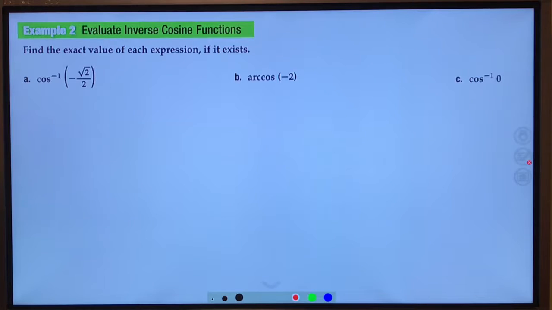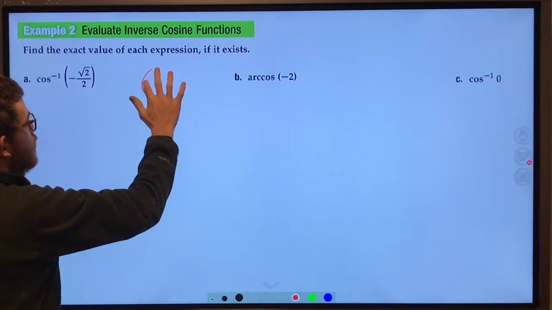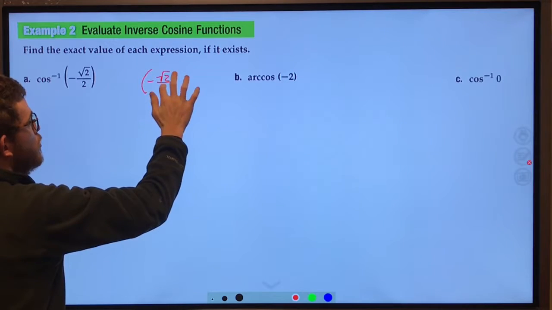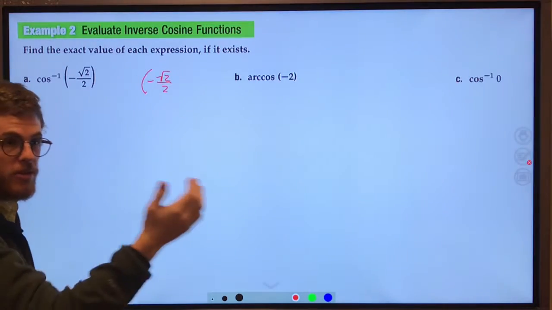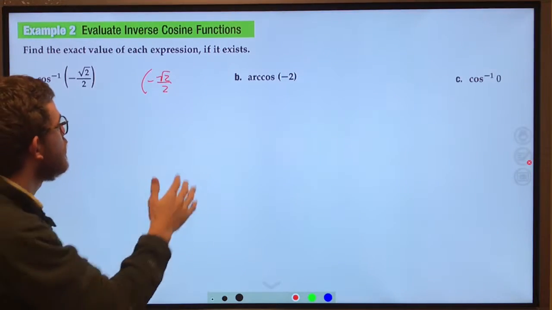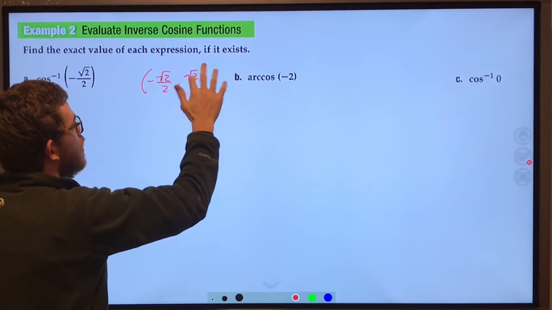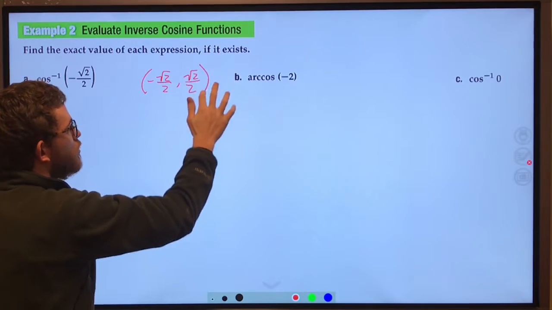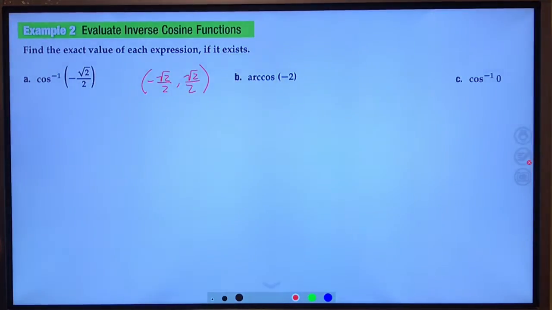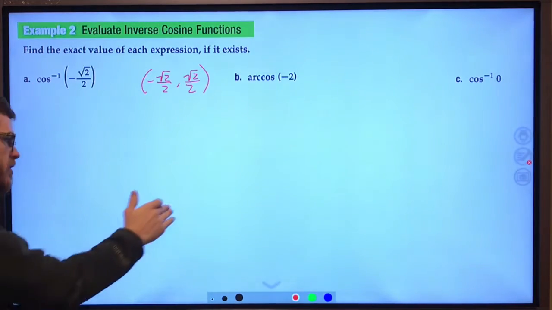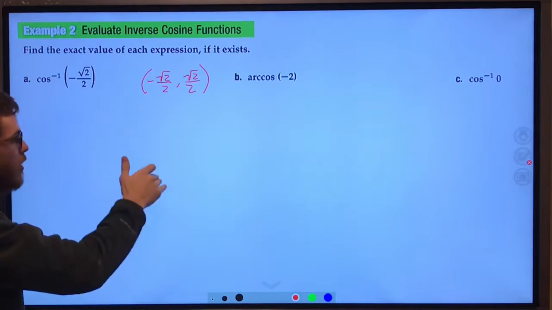So inverse cosine of -√2/2, we'll think about that point when the x is -√2/2, and we're thinking inverse cosine, so we're thinking first and second quadrants. It's going to be this point right here. And what value corresponds to this? That would be 3 pi over 4.